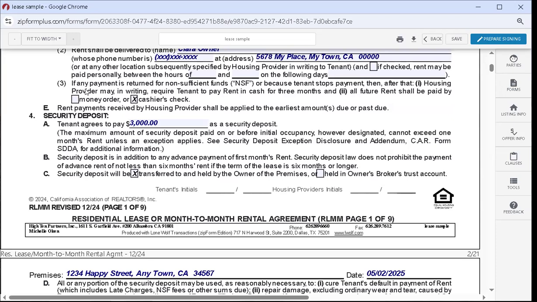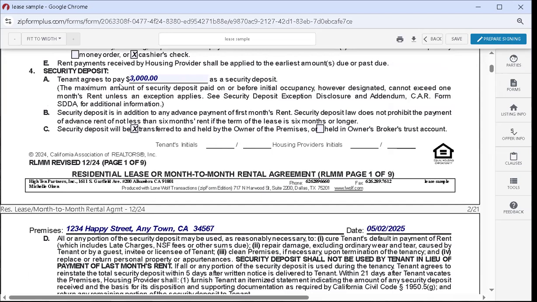If the payment is returned for NSF, the future rent shall be paid by, and you'll see here, I checked cashier's check. Of course, that is up to the property owner. I just stay away from money order, but that's up to them. Tenant agrees to pay $3,000 as a security deposit. You'll notice that it matches the rent. So I did not go over at all.